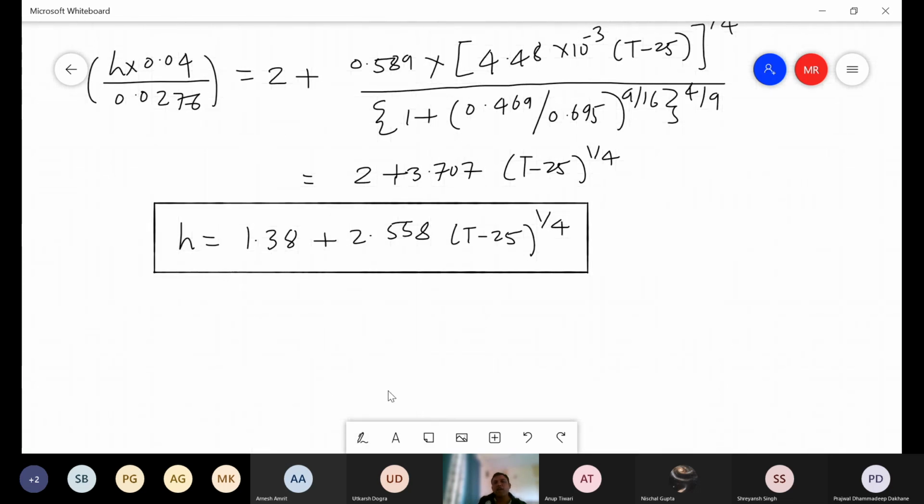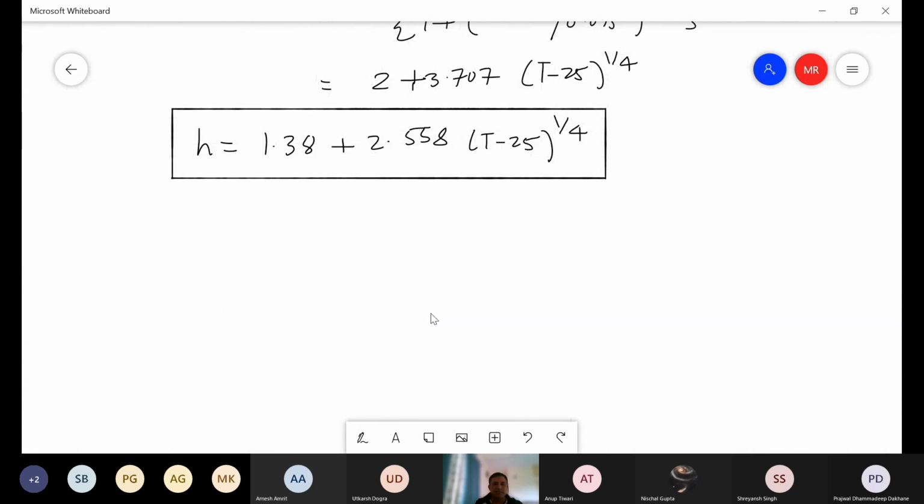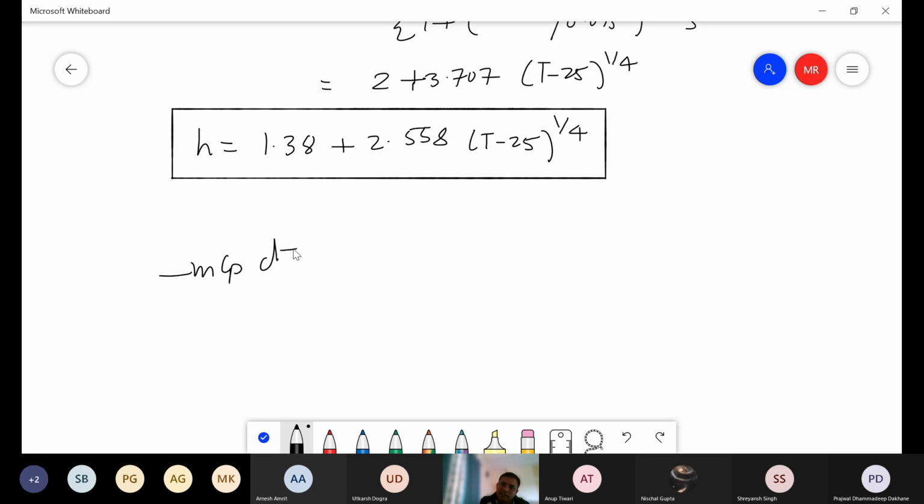So now once we have obtained H, we can go back to the balance, isn't it? What was the balance we were looking at? We were looking at m Cp dT by dt for this sphere. So m Cp dT/dt should be equal to minus hA (T minus 25), isn't this what we have to solve, correct? So let's calculate this mass.